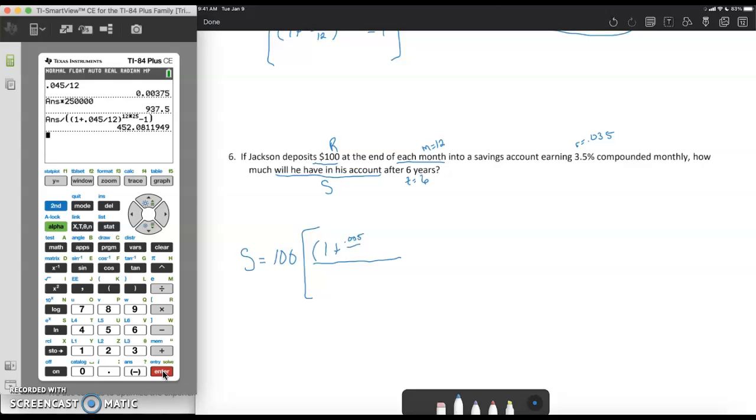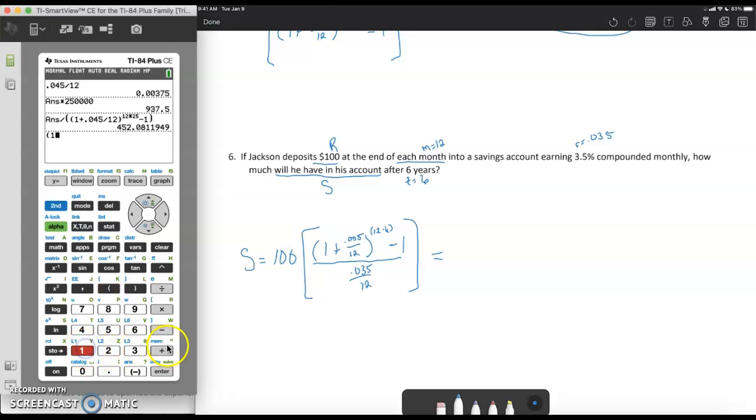0.035 over 12, close up that parenthesis, to the 12 times 6 power. It's m times t, and then don't forget the minus 1 back on the main level up there, all over that same fraction of 0.035 over 12 in the denominator. Okay, so show me that step, and then the rest of it you are welcome to do in your calculator. I'm going to start on the inside there.